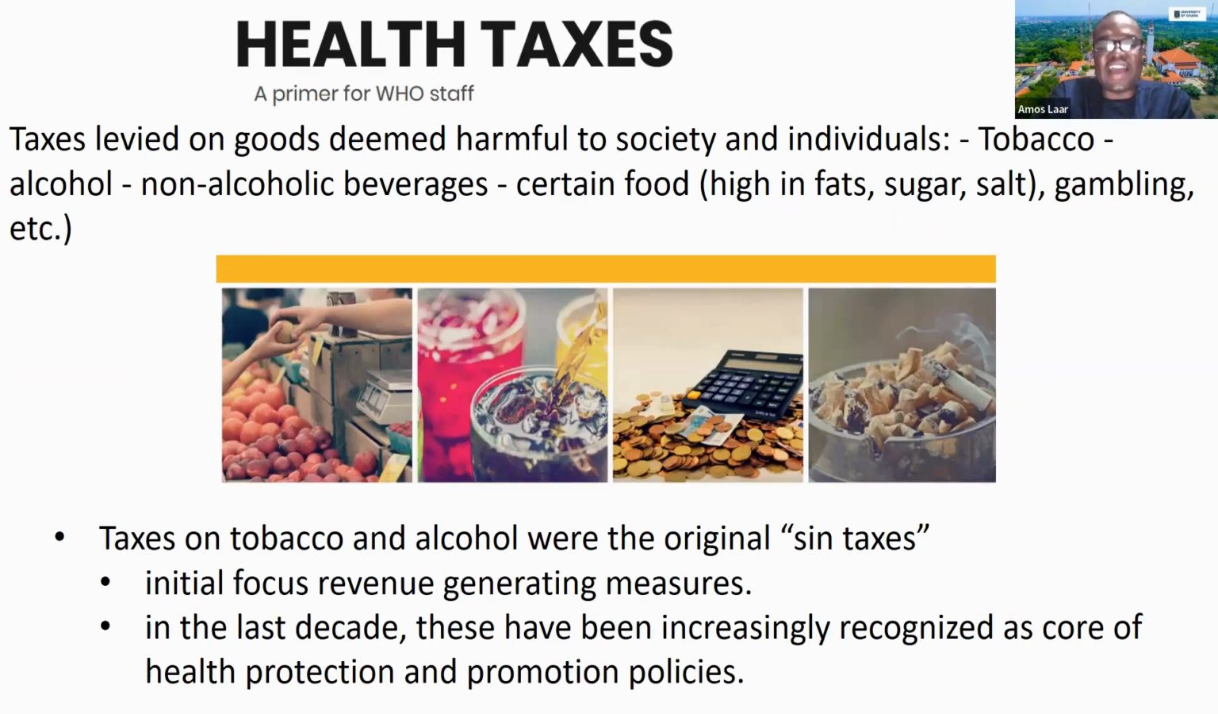The specific kind of taxes I'm going to be talking about this evening, and I usually don't talk about this, are called health taxes. These are special taxes, specific taxes levied on goods that are deemed to be harmful to individuals and to society. And so such goods as tobacco, alcohol, some of the non-alcoholic beverages, SSBs that we talked about, and those foods that are usually high in fats, sugars, salt, but also gambling. In some jurisdictions, even pornographic content, taxes are slapped on them. All those would qualify as health taxes.